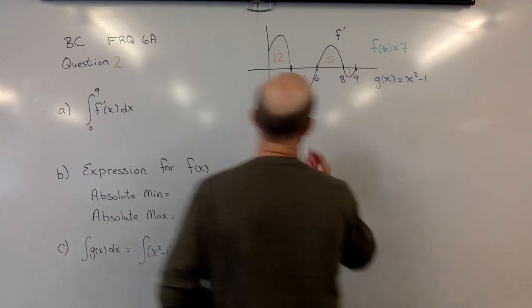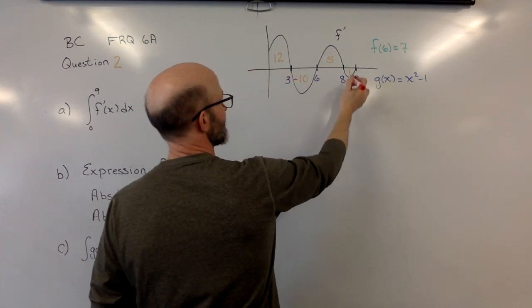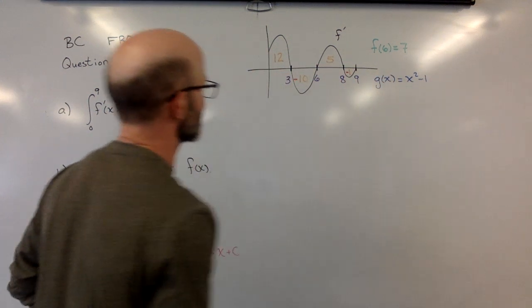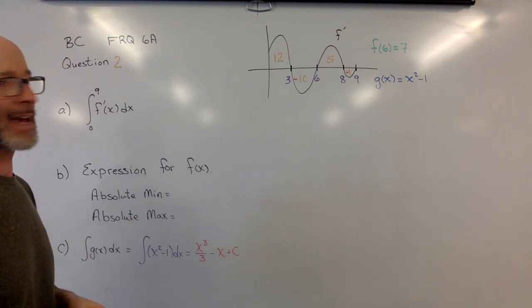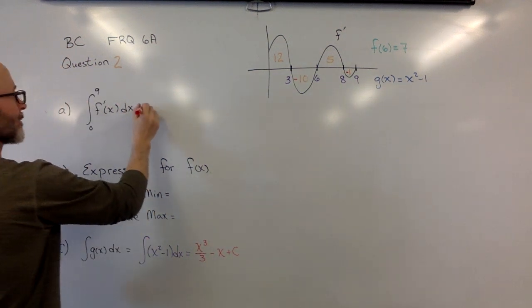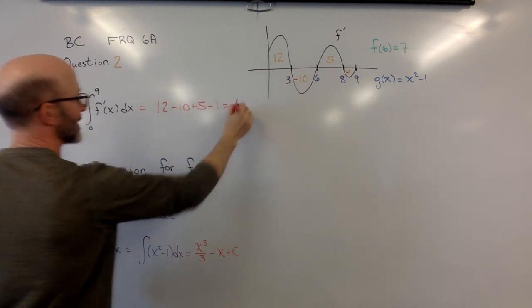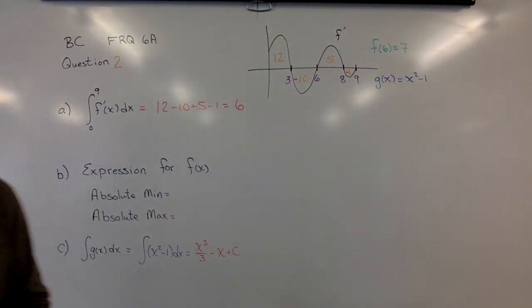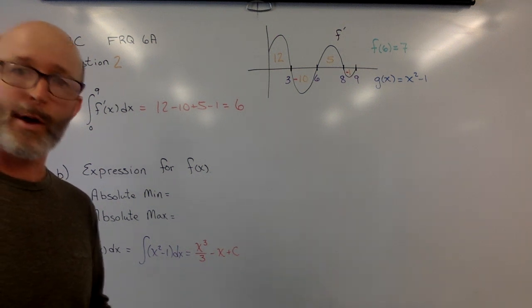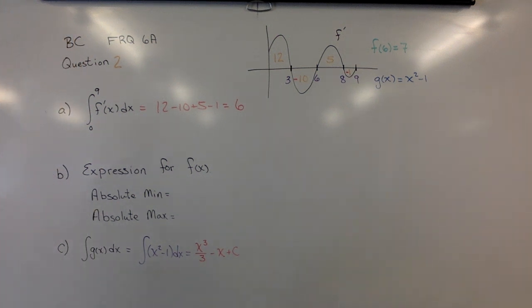So the only thing you need to know is anything under the x-axis is negative, anything above the x-axis is positive. Therefore, you're going to take 12 minus 10 plus 5 minus 1 equals what? 6? Good. Lovely. The harder part is part B.